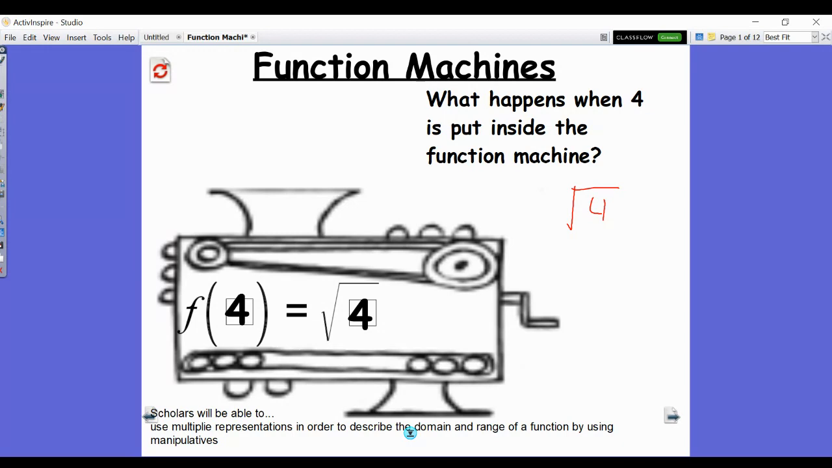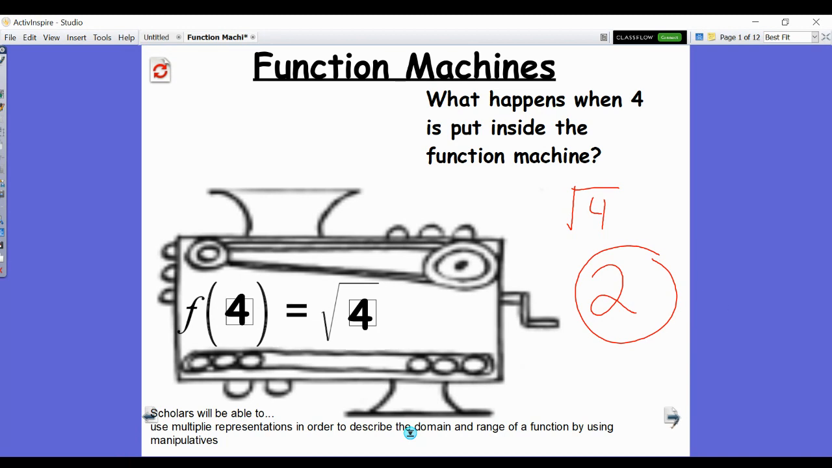If you want a calculator, you can pick up a calculator, or you can just do some pre-algebra and think to yourself, okay, what is the square root of 4? That means I'm looking for a number times itself that would have given me 4 to begin with. And that means that answer is 2. So that is how you evaluate a function machine.